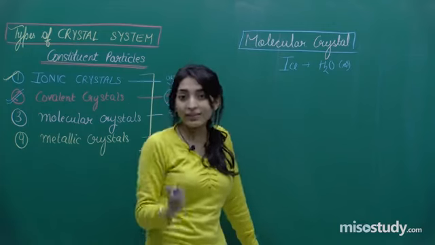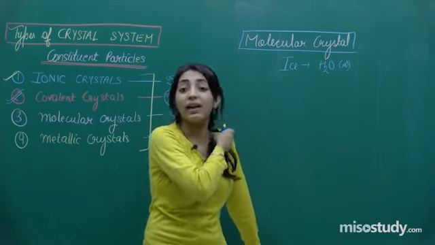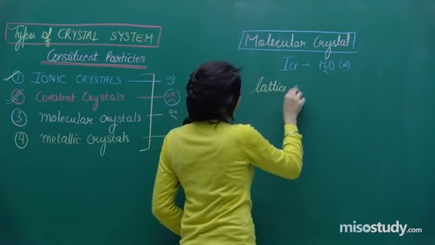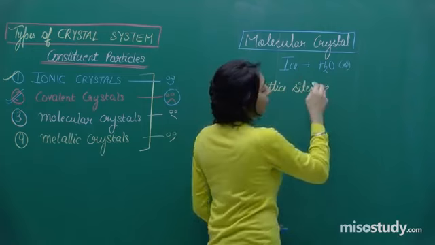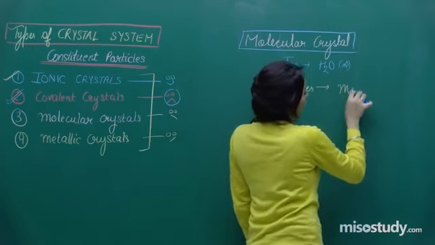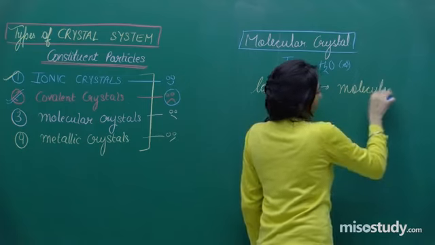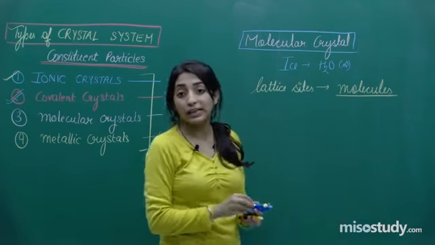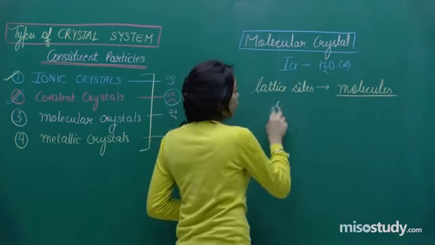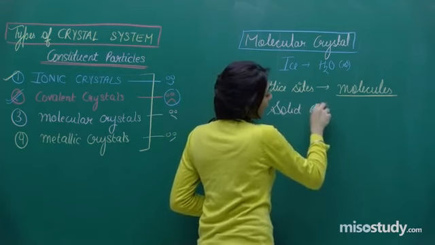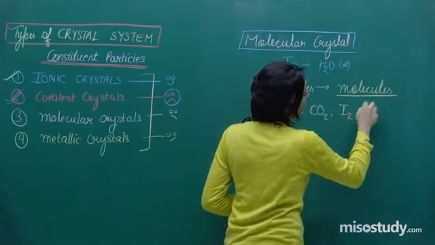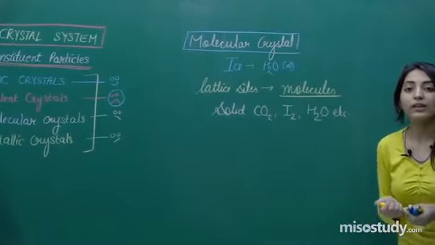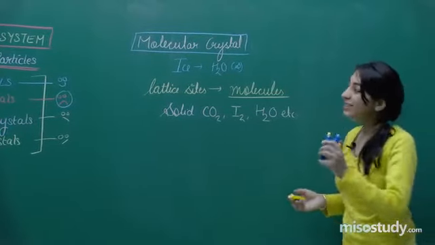A molecular crystal is basically defined as the crystal where the lattice sites will be occupied by molecules. So if the lattice sites are occupied by molecules, they will be known as molecular crystals. For example, solid carbon dioxide, solid iodine, solid water, all these can be taken as examples of molecular crystals. Okay? So guys, listen carefully.